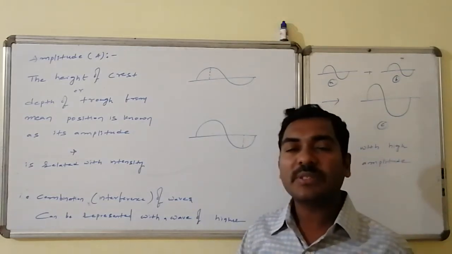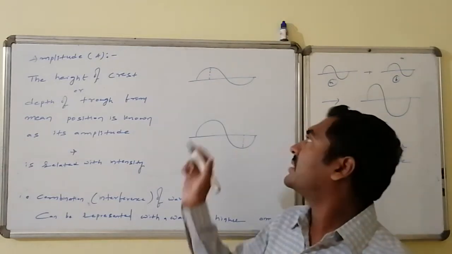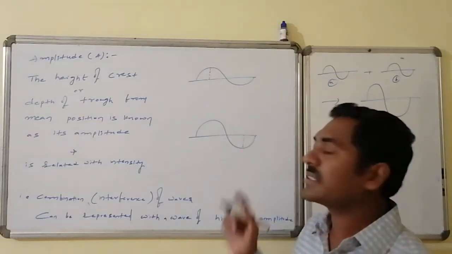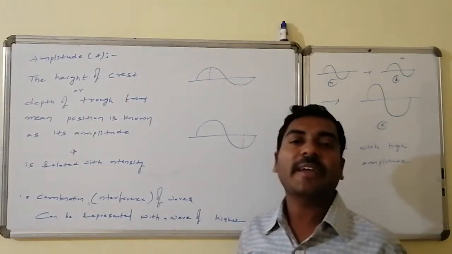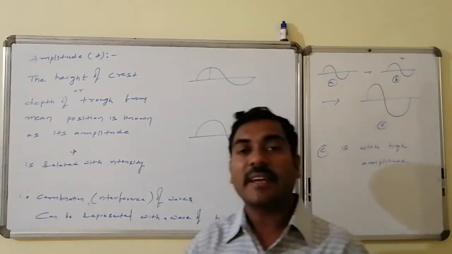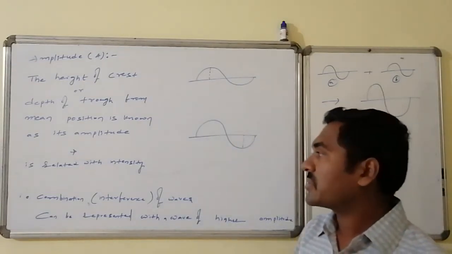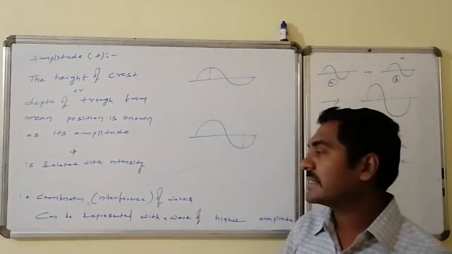From the mean line position, the minimum distance present between the mean line to the crest. Similarly, the minimum distance present between the mean line to trough. You can take anything that is taken as reference as amplitude. Amplitude is proportional with or related with the intensity.